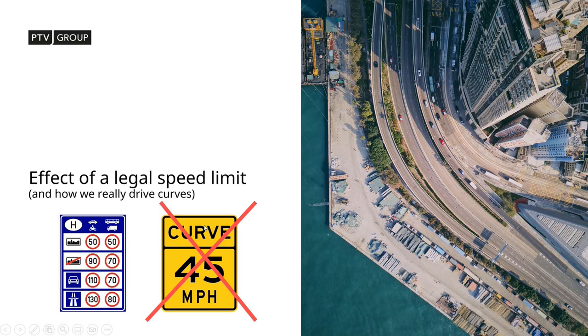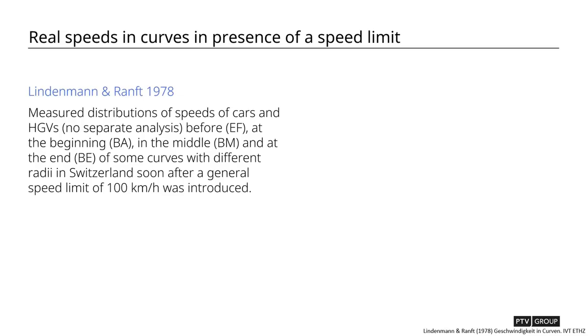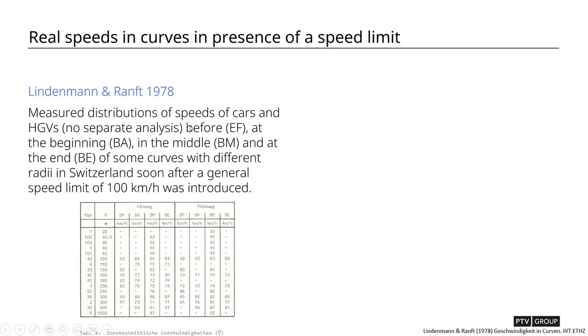So what would be interesting to have is observation data of drivers who were not aware that they're being observed. And that exists. It's from 1978. I have previously already cited that publication in this talk: Lindenmann and Ranft in 1978, motivated by the recent introduction of a speed limit of 100 kilometers per hour on rural roads.